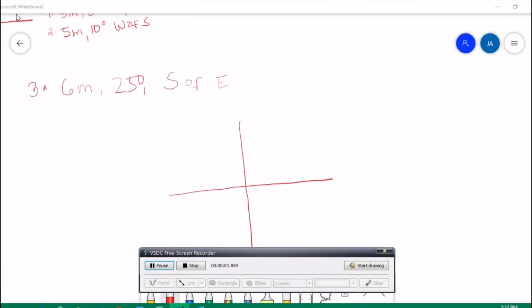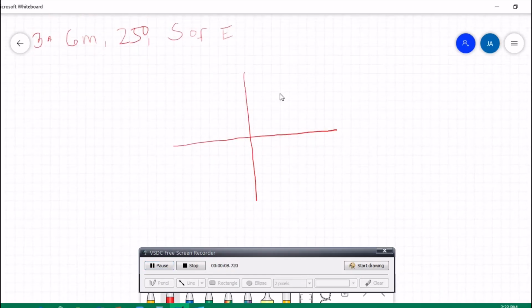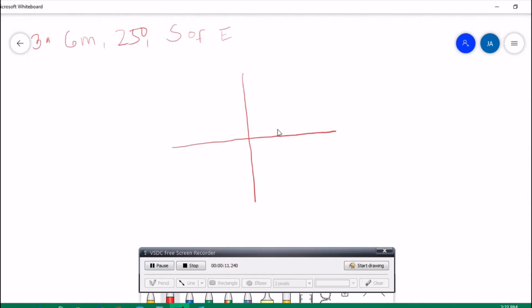Okay, so for our number 3 example, we have here 6 meters 25 degrees south of east. So let's try to graph that. Let's start with identifying our direction, that's south of east. And south of east is basically found on the fourth quadrant. Okay, so here, the direction will be from east going to the south. So from here going to the south.